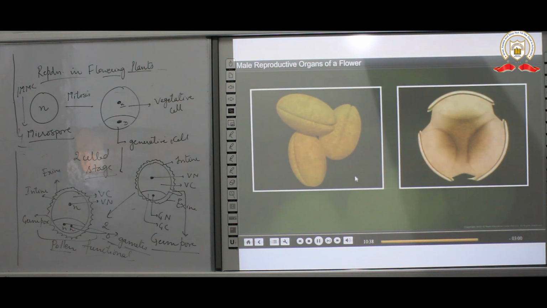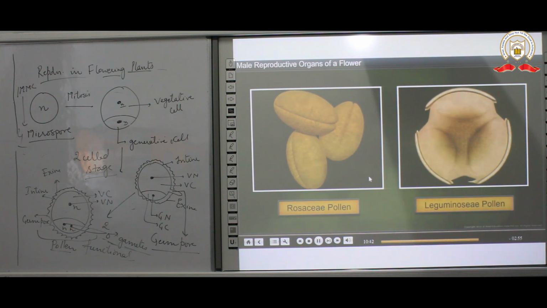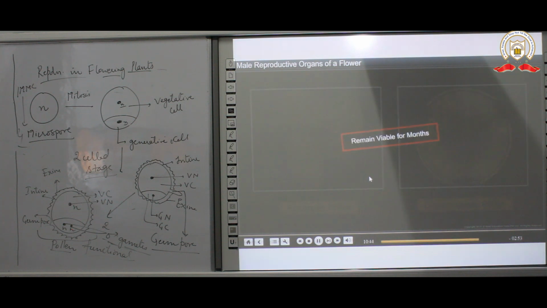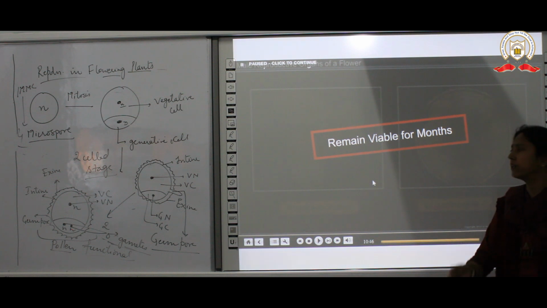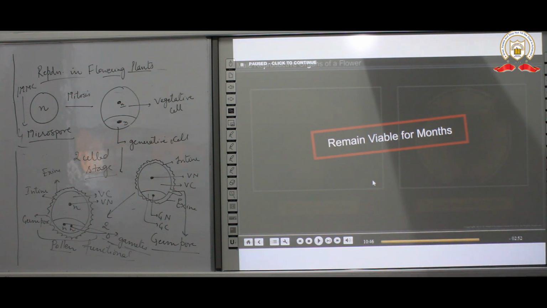Whereas pollen grains of some members of Rosaceae, Leguminosae and Solanaceae remain viable for months. Now, these are another group. I told you that they can be viable for a few minutes, weeks, days or even a year. So these examples you must remember.